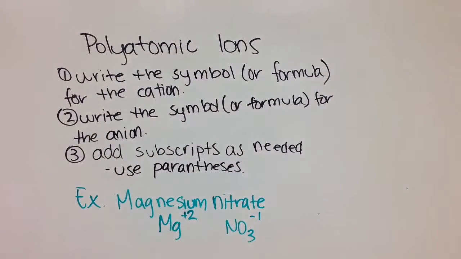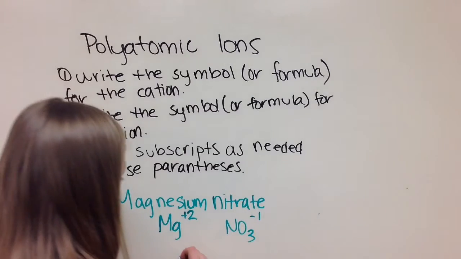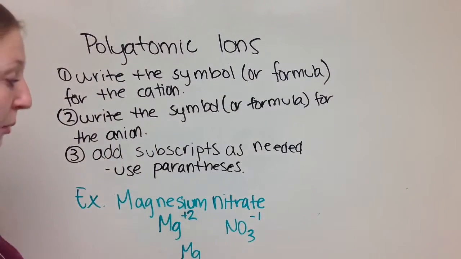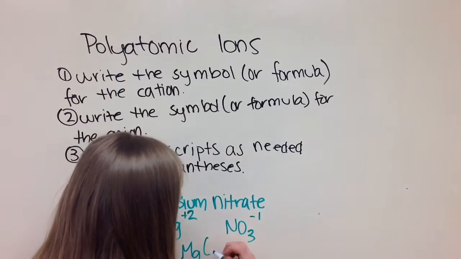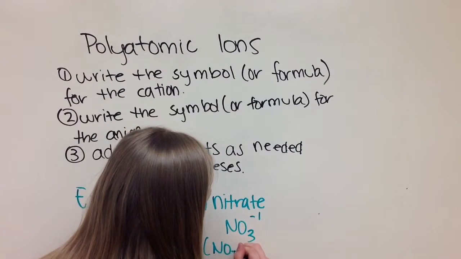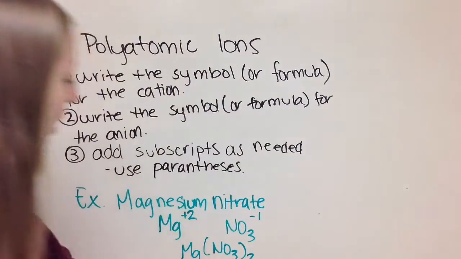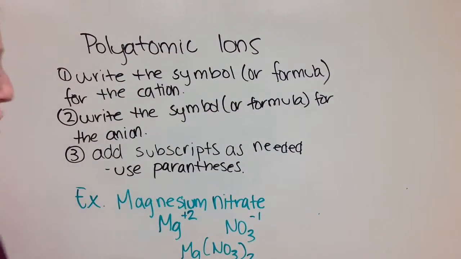Now, we can do the same method of crisscrossing as we were doing before. So we have Mg1, which we don't have to write. Now, NO3 is a little bit trickier. We have to use parentheses to set it off. So NO3, use parentheses with a 2. Now we see that Mg, NO3 taken twice.